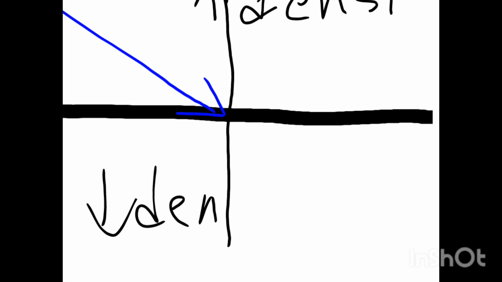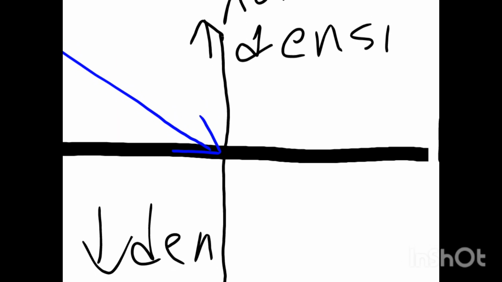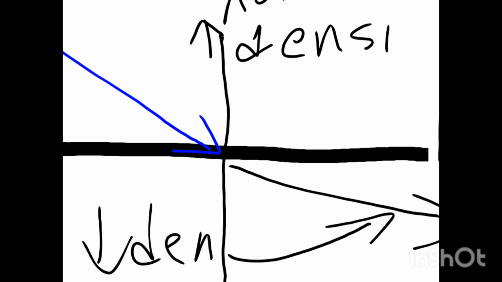So this is the rule. This is how it works. When light is traveling in a region which is more dense, and then it goes into a region which is less dense, this ray of light bends. The way it bends, it will bend far away from the line of normal.